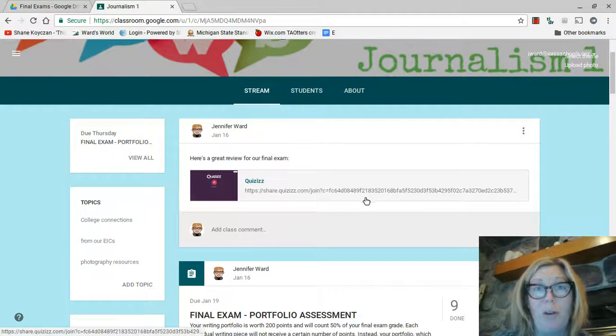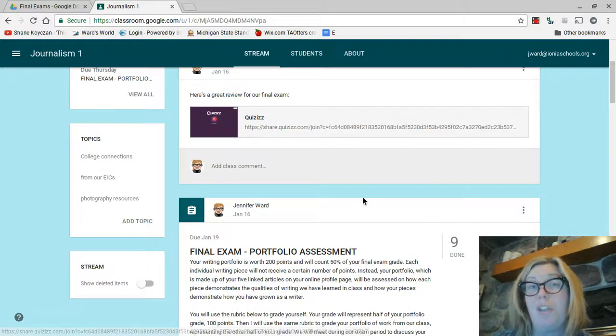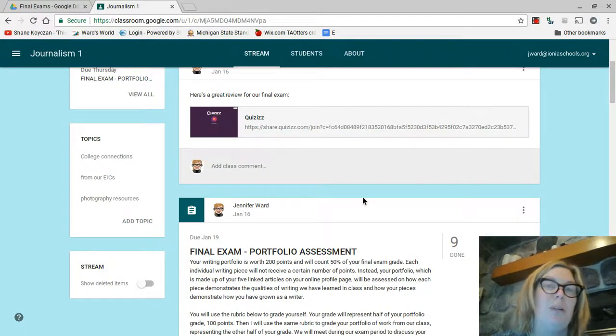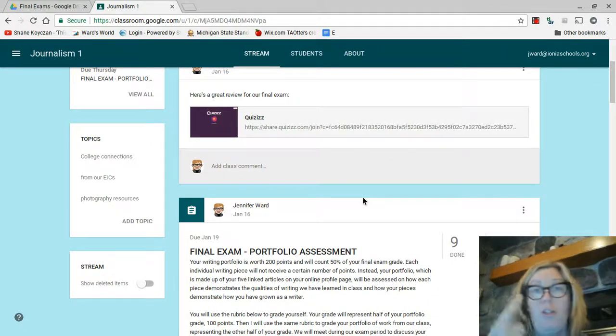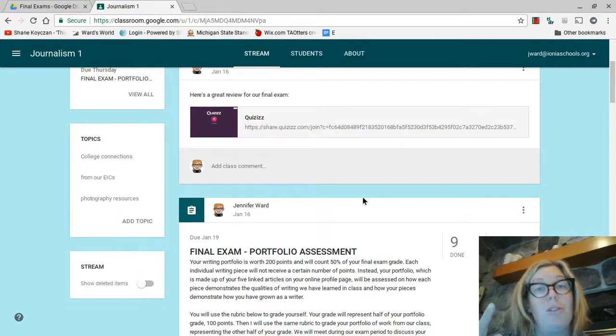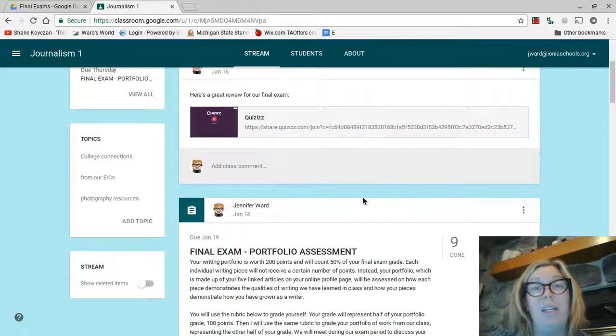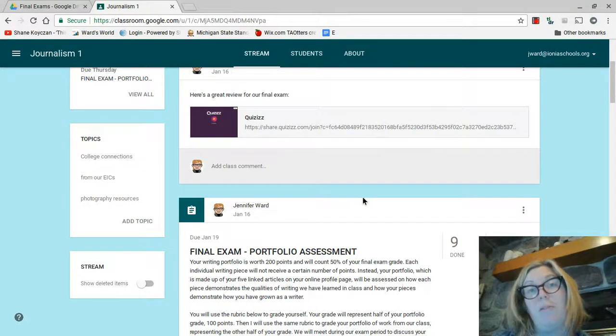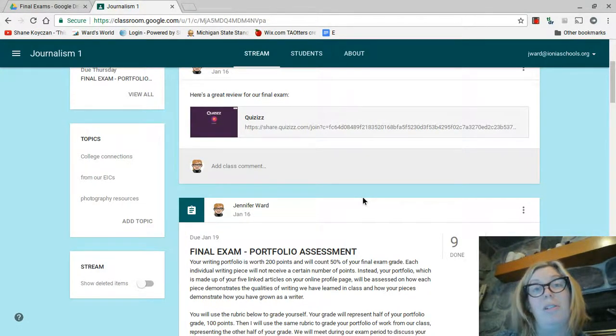You're also going to find your portfolio assessment on this page. So remember, your final exam grade is split into two components. The first is a multiple choice exam, which you'll take in class on the day of your scheduled exam. And the second is a review of all of the writing pieces that you've completed thus far in our journalism class and that you've published to our Bulldog Beat.